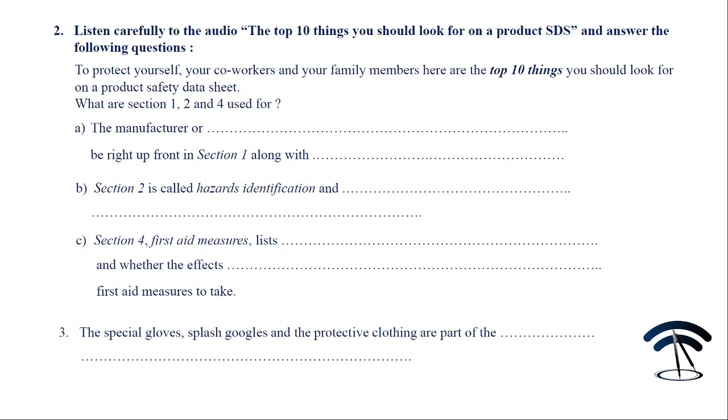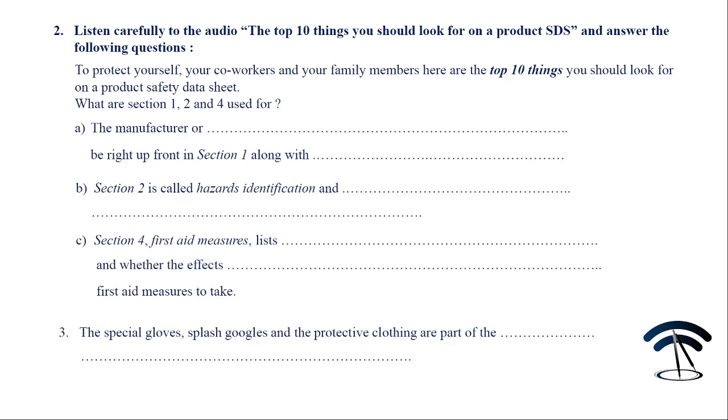To protect yourself, your coworkers, and your family members, here are the top 10 things you should look for on a product's safety data sheet. What is the emergency phone number? If someone is injured, hurt, falls ill, or poisoned by a chemical product, who would we call to get more information? You can be sure emergency medical personnel, especially physicians and nurses, will want to see the safety data sheet. The manufacturer or distributor's name, address, and phone number is required to be right up front in Section 1, along with 24/7 emergency phone numbers.